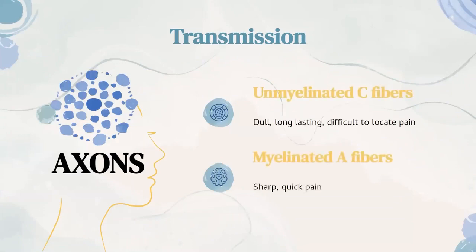Aside from receptors, axons that transmit pain are also important in contributing to the sensation. Most of these axons are thin, unmyelinated C fibers, with the majority of the rest being thicker, myelinated A fibers. This difference, myelination versus unmyelination, explains why pain comes in both slow and fast varieties. Sharp and fast pain comes from myelinated A axons because myelination speeds up signal transmission, and dull, typically long-lasting and difficult to locate pain comes from unmyelinated C fibers.